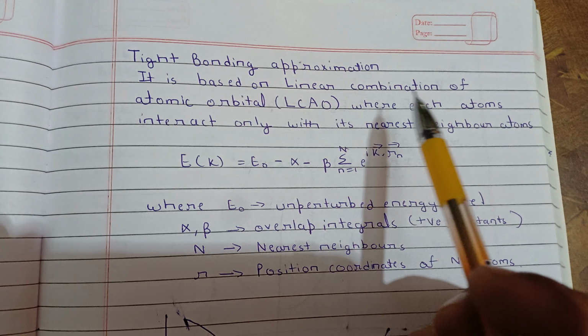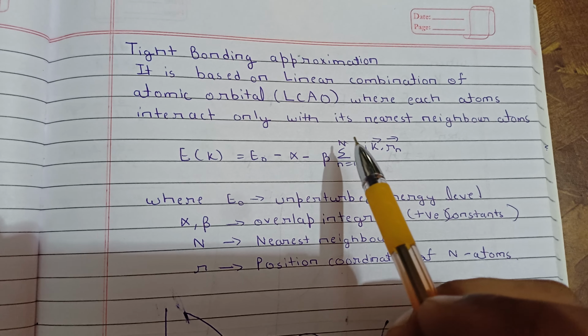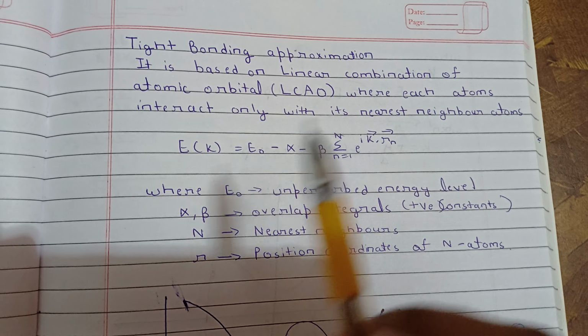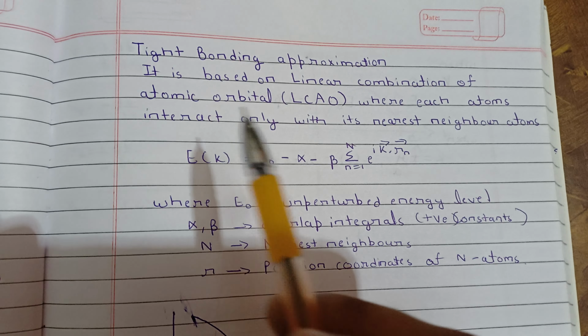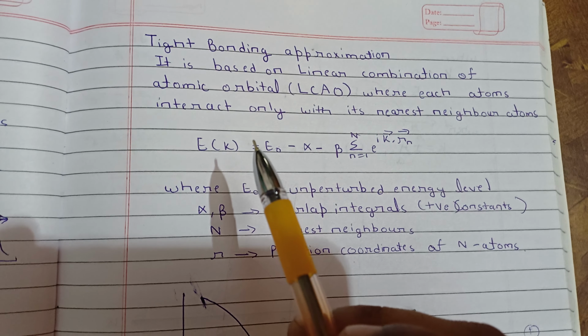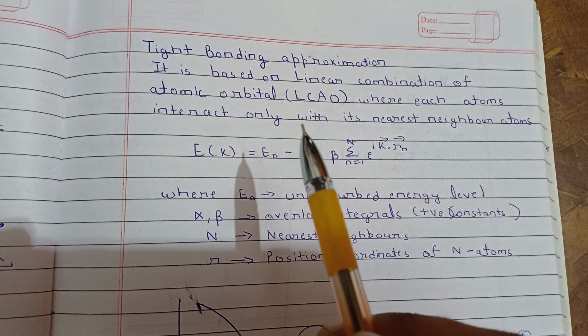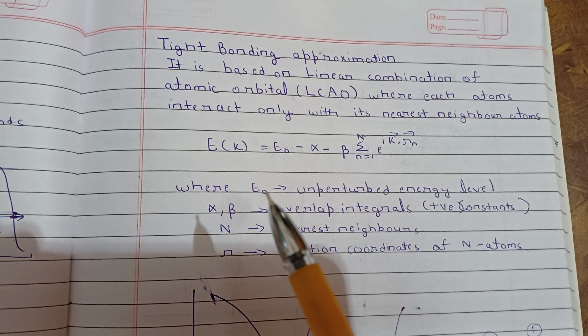It is based on a linear combination of atomic orbitals where each atom interacts only with its nearest neighbor atoms. In the first model, we see that all the atoms can overlap and it can be any number. But in the tight binding approximation, we take the idea that only the neighbor atoms will interact, or overlap. And we are not solving for the whole Hamiltonian and the Schrodinger equation.